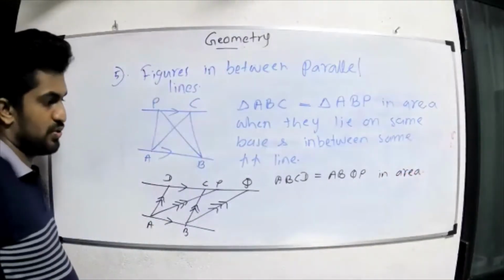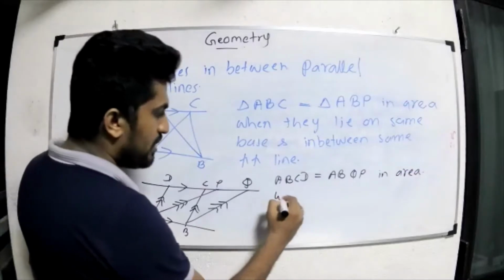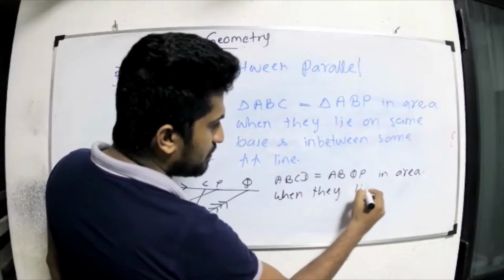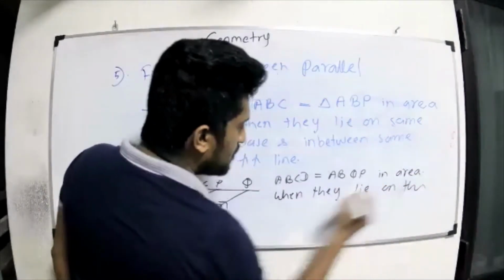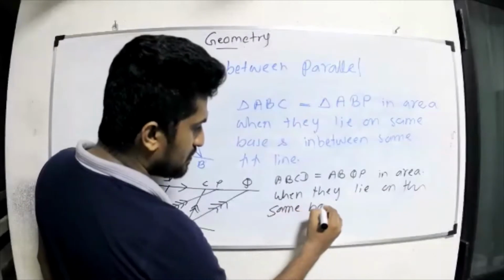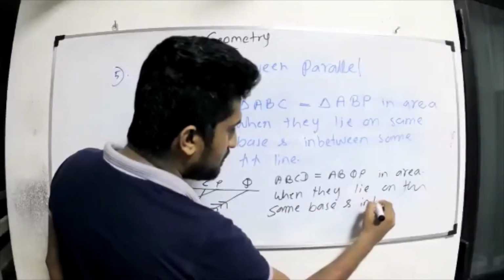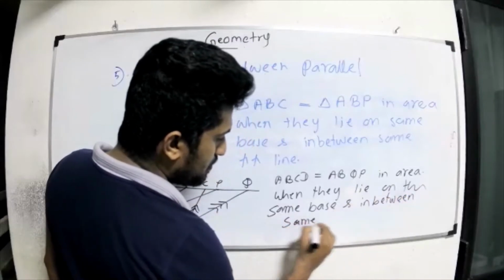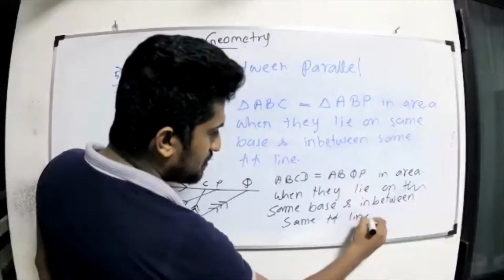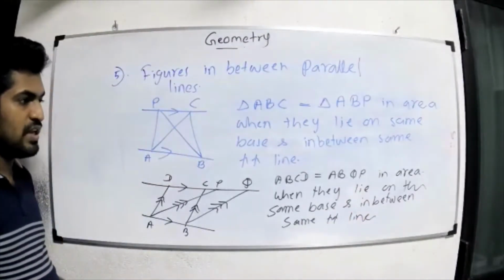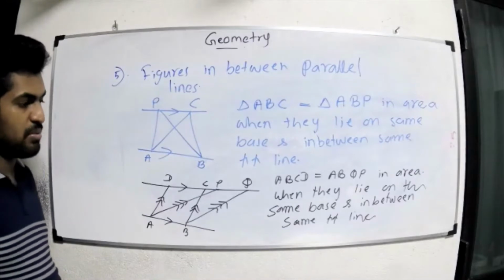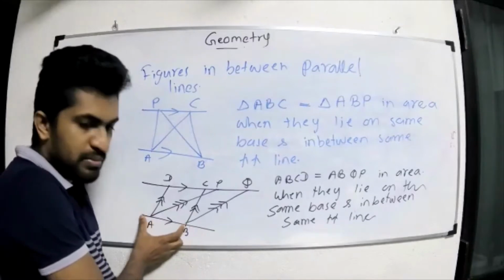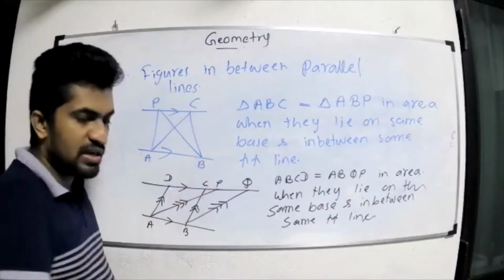Two parallelograms are also equal in area when they lie on the same base and in between the same parallel lines. Look at this, both of them have the same base. Here also two triangles have the same base.